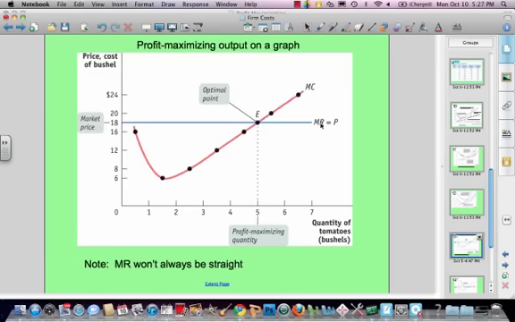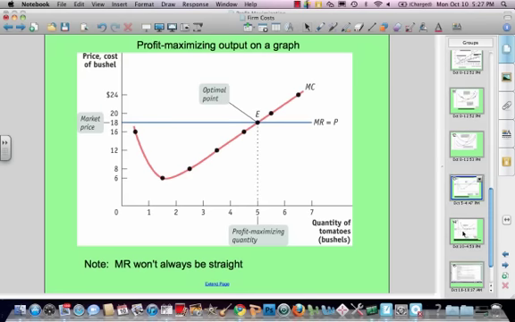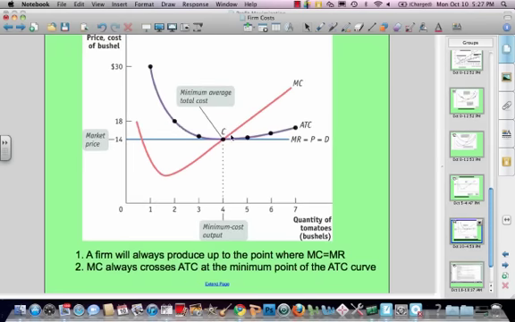We then reminded ourselves of the profit maximizing output point, which is where marginal cost equals marginal revenue. In this case, a perfectly competitive firm. And we also looked at how a firm wants to produce at the point where marginal cost equals marginal revenue, but also at the point of lowest average total cost.